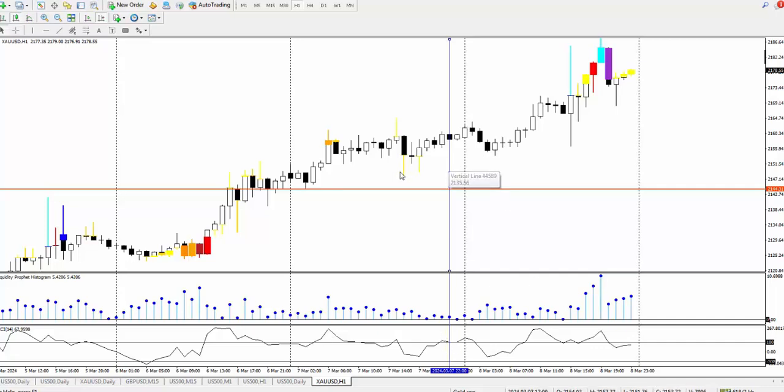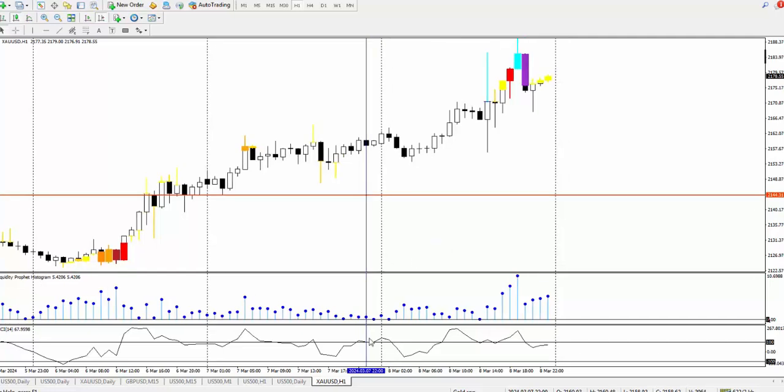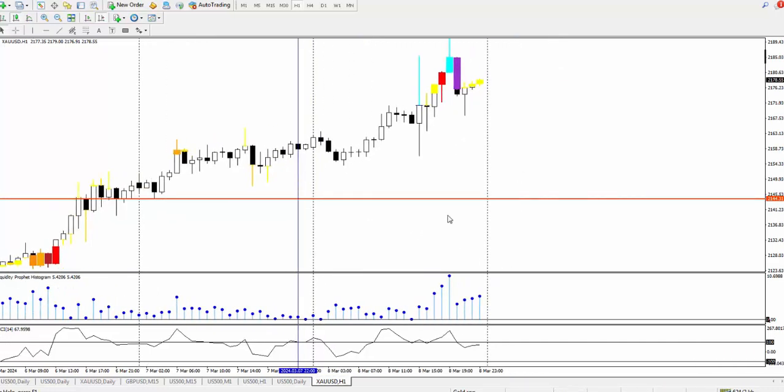And then on Friday, well, we've got some interesting things. We've got the histogram printing very high. We've got the CCI going back down through 100, indicating weakness, but the market is still in an uptrend. So would I want to take that sell trade? And the answer is I wouldn't, because the market's going up. Do not fight the trend.